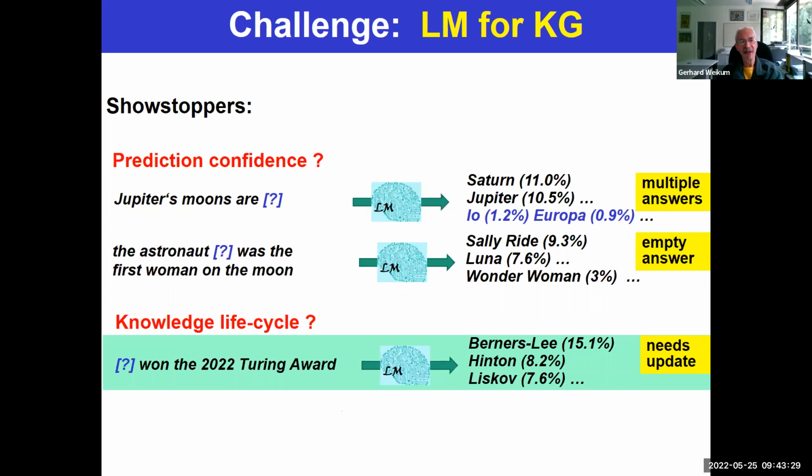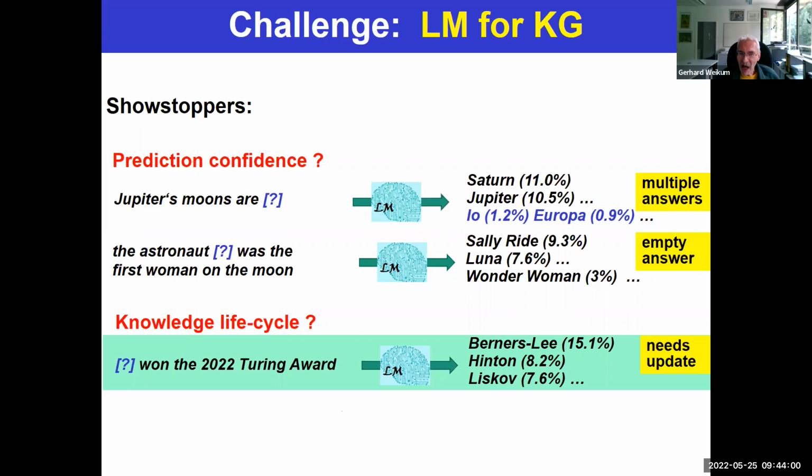Consider this example: who won this year's Turing Award? The answer is Jack Dongarra. The language model, again GPT-3, predicts previous Turing laureates dating back a few years. Not bad, but all wrong. And the confidence scores are meaningless. So wrong is wrong, no matter how confident you are. To be fair, the language model has no chance to get this right because it was last trained in December 2021. But now we would like to update it.